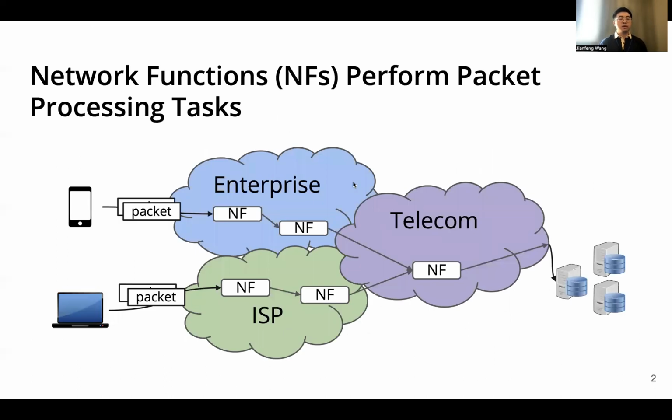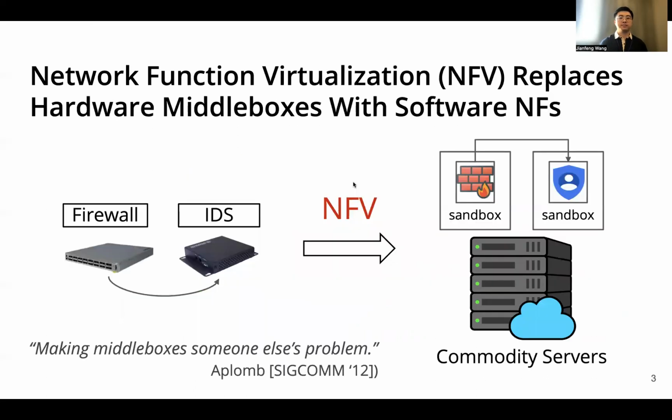Today's networks are responsible for more than just forwarding packets. Network operators, such as enterprises, ISPs, and telecom companies, run all different types of network functions to process traffic. In the past, most network functions were implemented in hardware as middle boxes. Network function virtualization, or NFV, proposes to replace hardware middle boxes with software network functions running on commodity clouds. Operators can then benefit from reduced operational and management overheads of running a network.